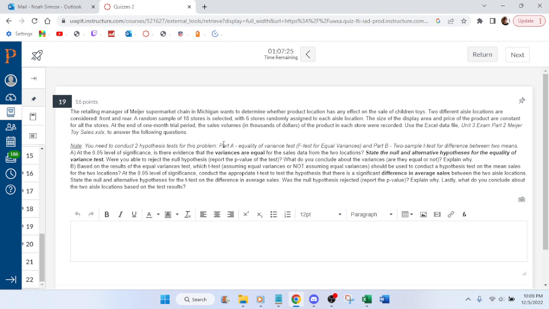So, you need to conduct 2 hypothesis tests for this problem. Part A, equality of variance test, F-test for equal variance. They just gave you the answer to how to do the question. They just gave it to you. Stop. Part B, 2 sample t-test for difference between 2 means.